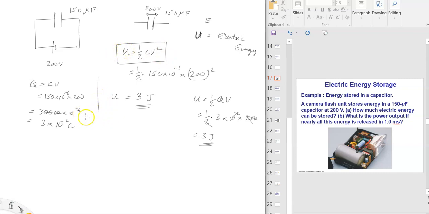Alright, the second question, part B, is talking about something new we haven't discussed before. What is the power output if nearly all the energy is released in 1 millisecond? Power output. What does the term power mean? Now this capacitor has an energy of 3 joules. It's stored there. It's ready to be used.